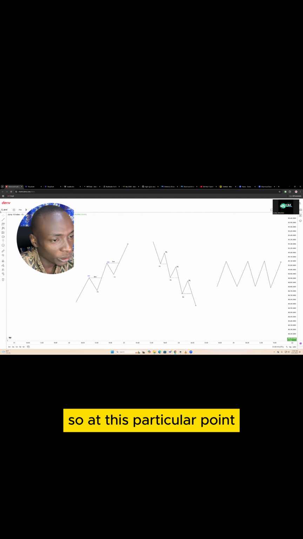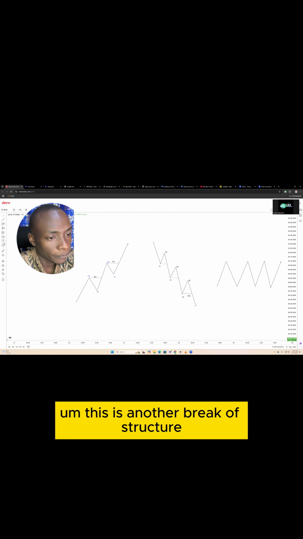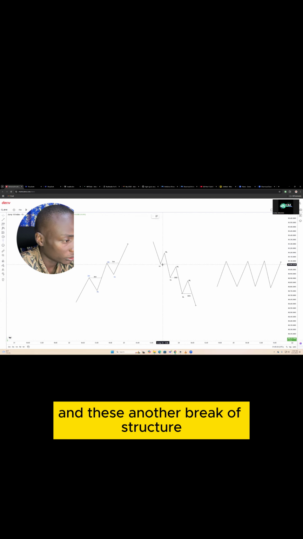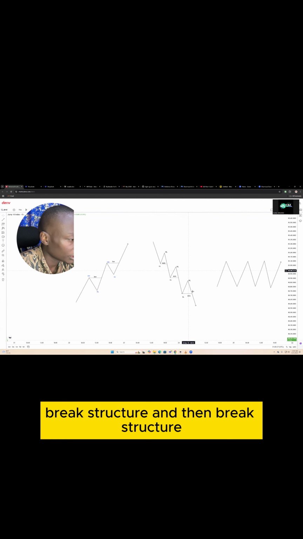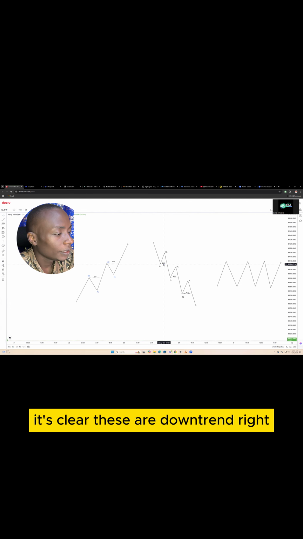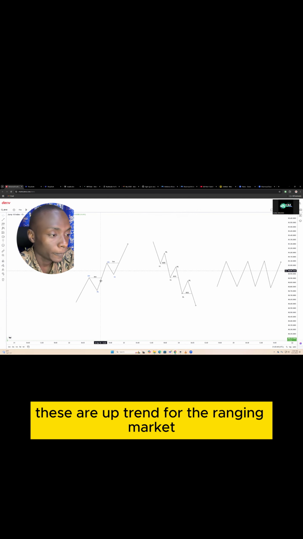So at this particular point, we have a break of structure. This is a break of structure. This is another break of structure. And this is another break of structure. Like that. Break of structure, break of structure, and then break of structure. It's clear this is a downtrend, right? These are downtrend, these are uptrend.